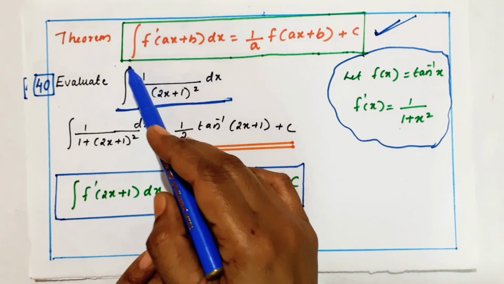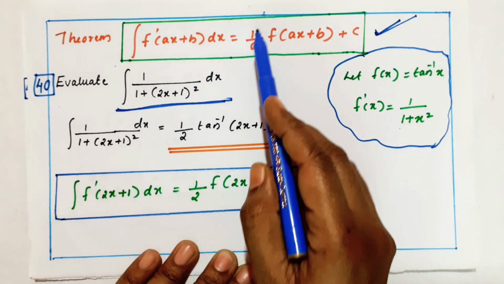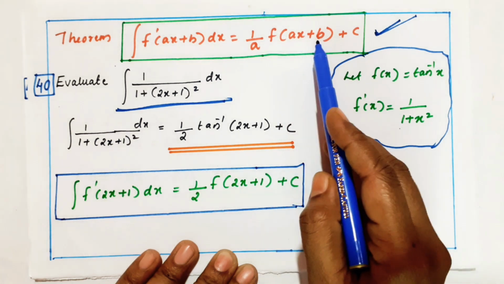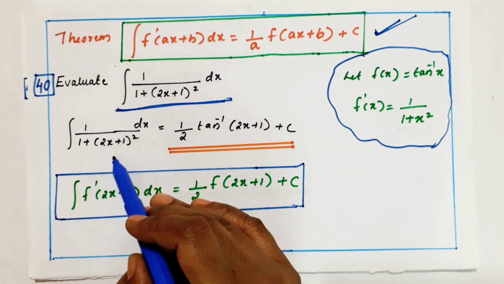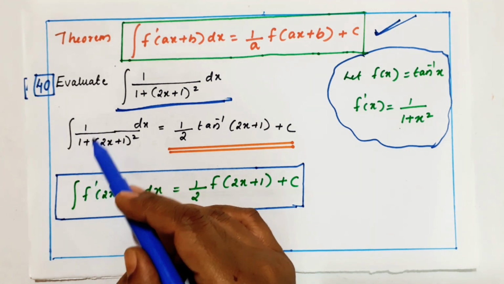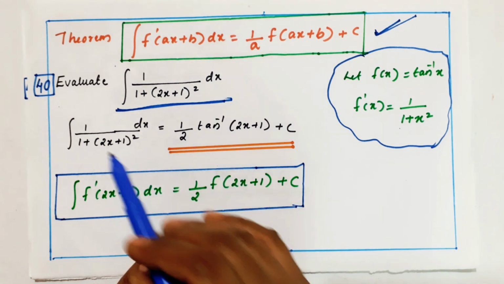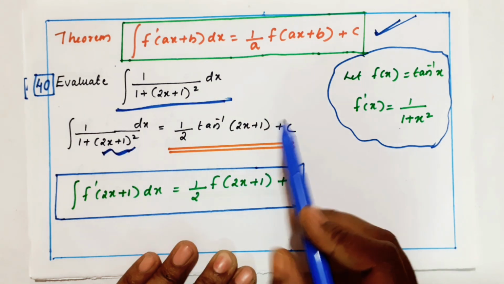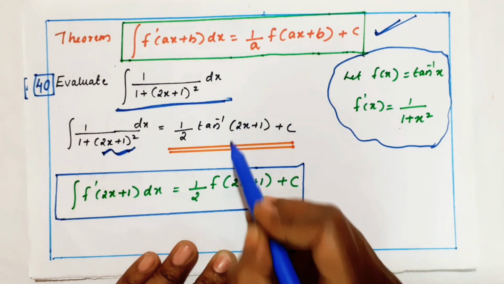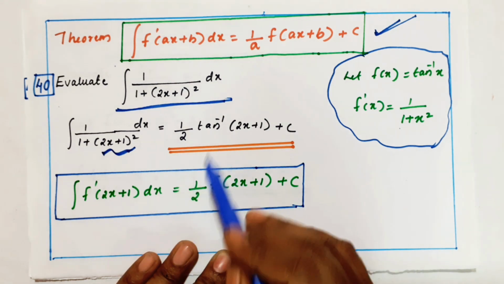I repeat, integral of f dash ax plus b dx equals 1 by f of ax plus b plus c. If you check this one, it is in the form of integral of 1 by 1 plus x square, that is for tan inverse. So it is tan inverse of x; in place of x, what's the value? 2x plus 1. But what is the coefficient of x? It is 2, so divided by 2. So we are getting this in this form.